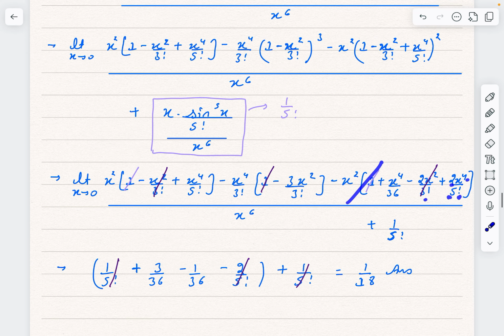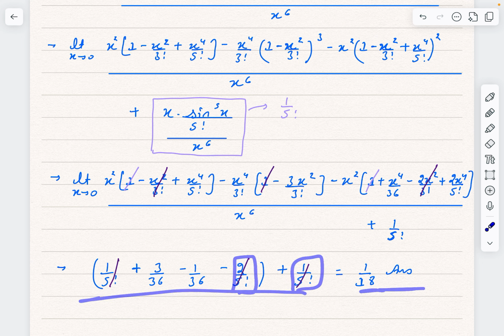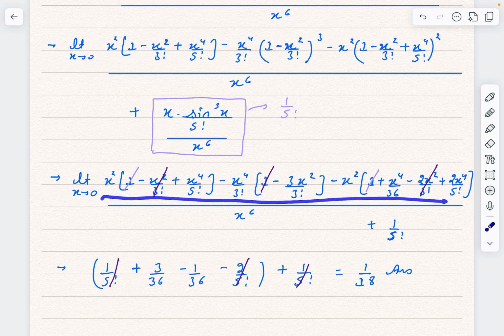Now you will see these terms get cancelled out, these terms get cancelled out. Finally, just x power 6 term will be left. And you just cancel x power 6 from there, you get only 1 by 5 factorial plus 3 by 36 minus 1 by 36 minus 2 by 5 factorial plus 1 by 5 factorial. Upon simplification, you get 1 by 18. We can just check here. All the lower powers of x get cancelled out, only x power 6 will be left, which we can cancel out here.